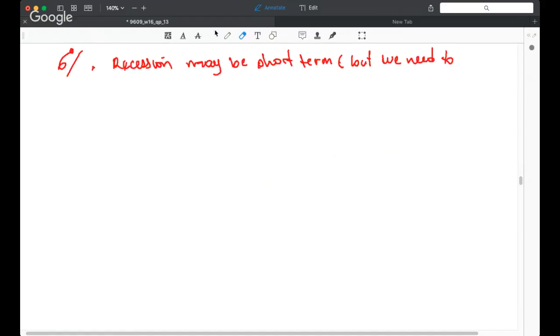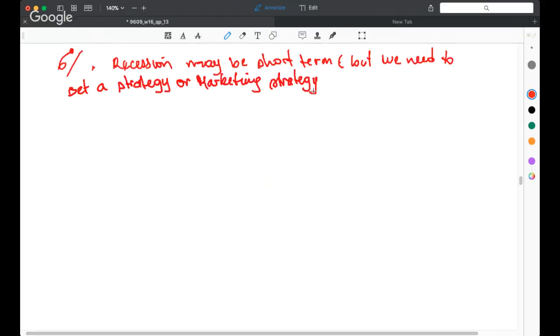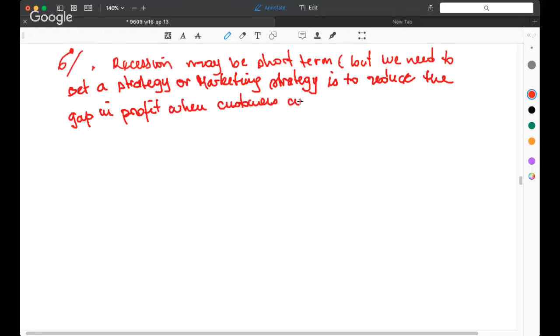So I'm going to make a point and talk a bit about it, but you might as well give your own answer. So the recession may be short term, but we need to set a strategy, or a marketing strategy. Why do we need to set a marketing strategy? It is to reduce the gap in profit when customers will spend less. Tighten the belt, like we say.